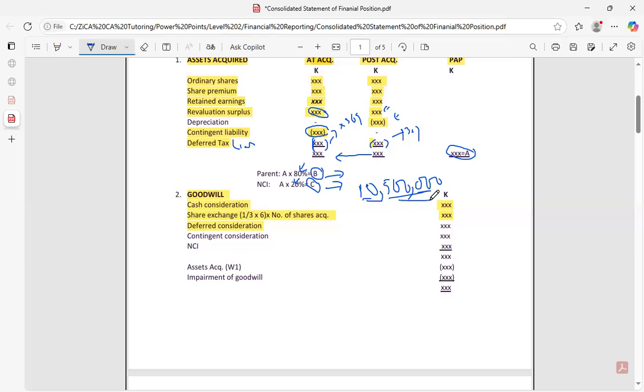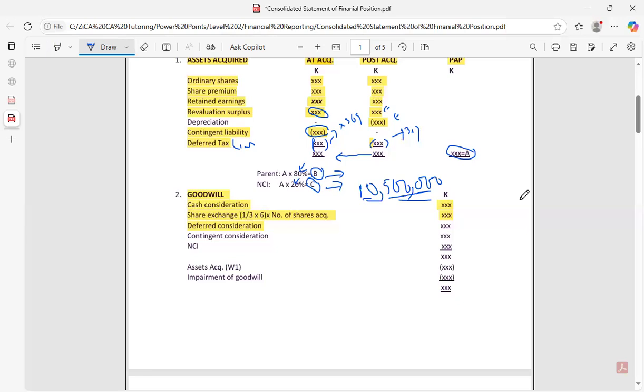And then there's also what we call contingent consideration. Contingent consideration simply means you tell the management of the subsidiary, or the people that you're buying from, okay, if the share price of this company grows to a certain amount, we are going to pay you.